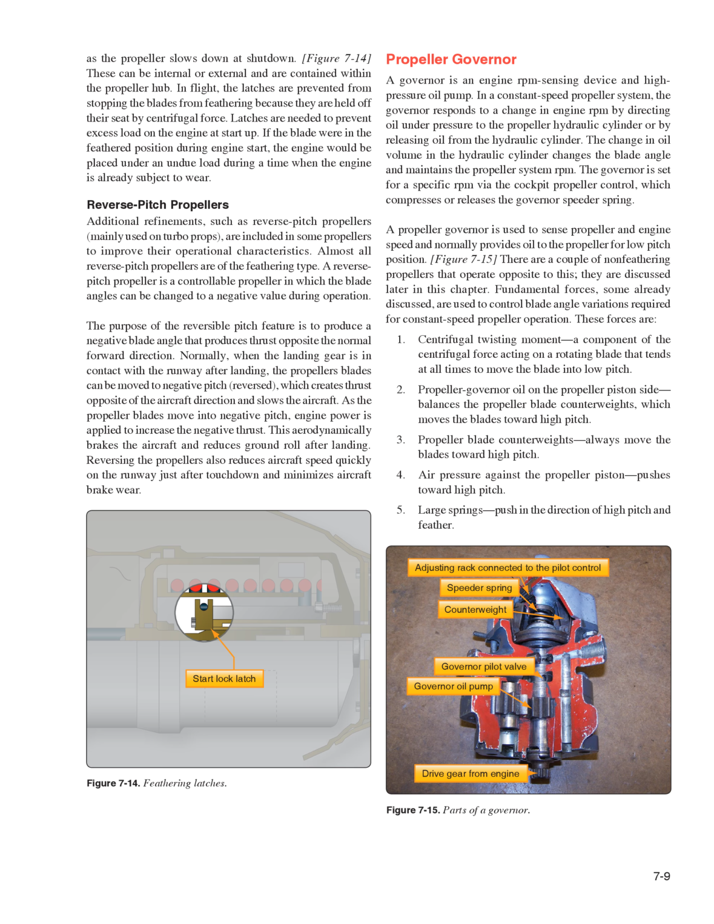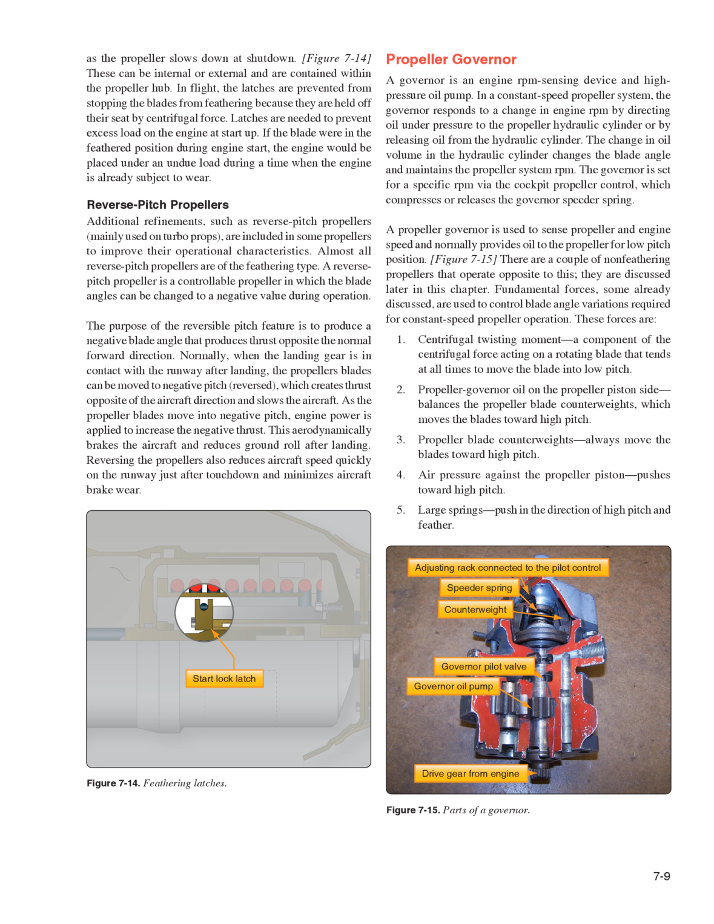Fundamental forces, some already discussed, are used to control blade angle variations required for constant speed propeller operation. These forces are: 1. Centrifugal twisting moment, a component of the centrifugal force acting on a rotating blade that tends at all times to move the blade into low pitch. 2. Propeller governor oil on the propeller piston side, balances the propeller blade counterweights, which move the blades toward high pitch. 3. Propeller blade counterweights always move the blades toward high pitch.